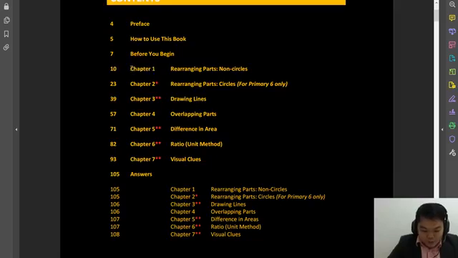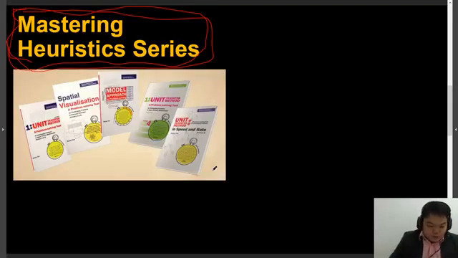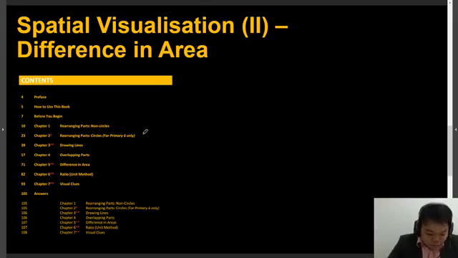Last week, we have already covered the technique on the rearrangement of parts for circles and non-circles. So we are covering 2 of the many techniques that are in this book.